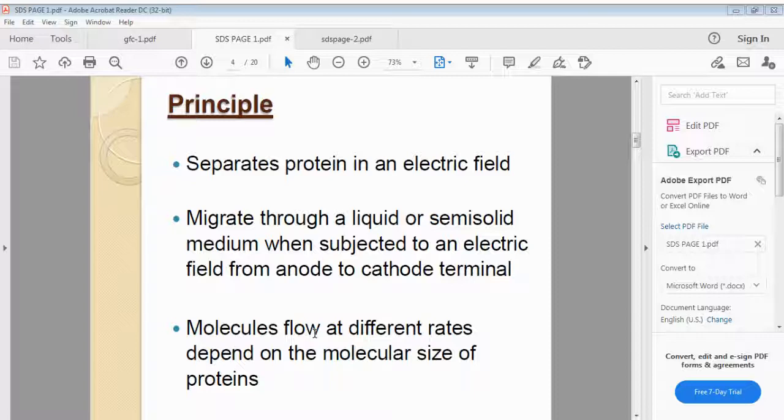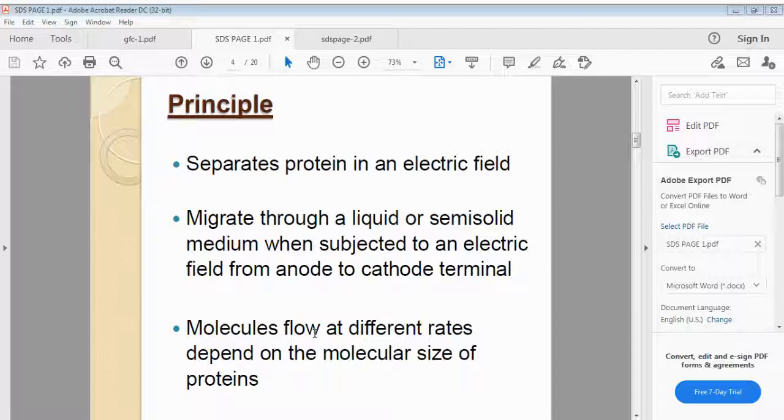லெஸ் சார்ஜ் இருக்கிறது வேகமா போகுமா இல்ல அதிகமா சார்ஜ் இருக்கிறது வேகமா போகுமா? So what do you mean by separation of proteins in an electric field? அதாவது எலக்ட்ரிக் ஃபீல்டில் ரெண்டு பக்கம் ஒரு ஆனோடு ஒரு கேத்தோடு வச்சிருப்பாங்க. What is anode? Anode is a positively charged electrode and cathode is a negatively charged electrode.